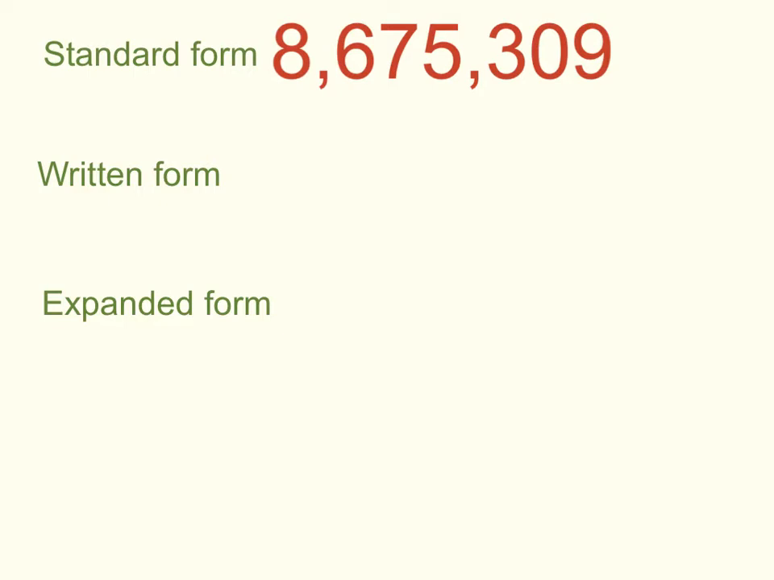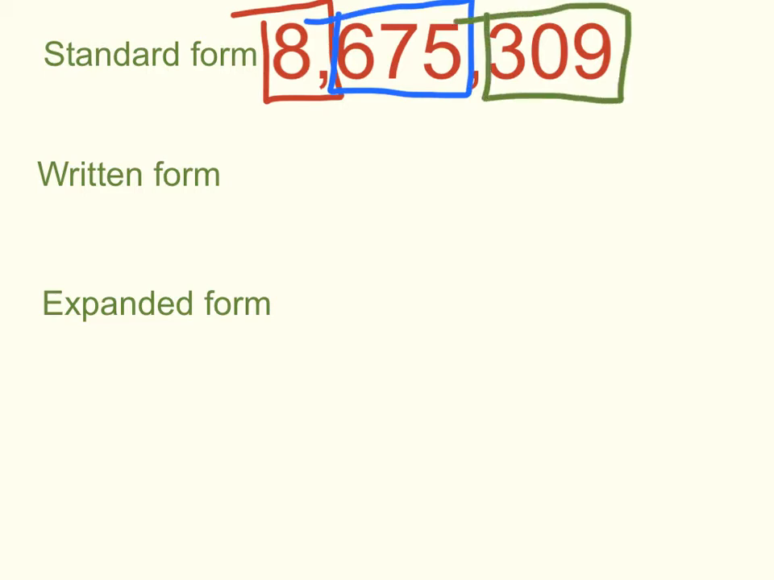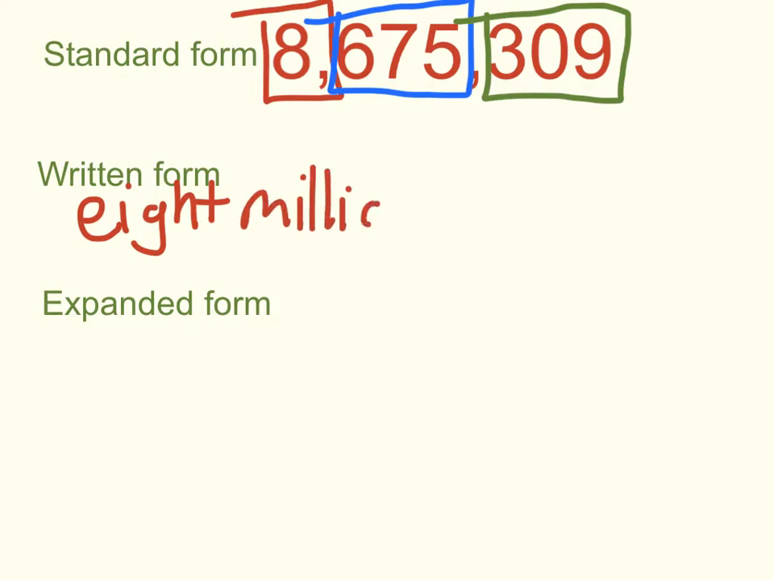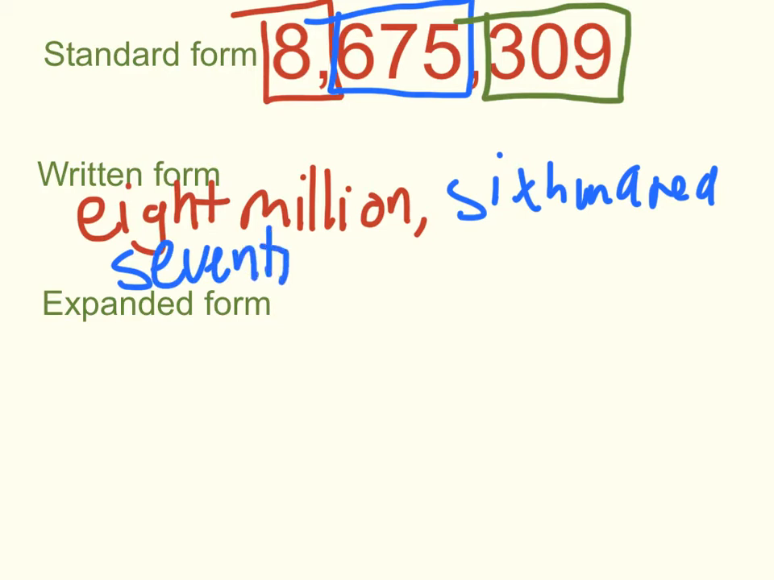What I like to do is box off each period, each time in between the commas. So I have a period here, a period here between the commas, and a period here. That's just going to help me remember it as I'm writing it down. So I see that I have an 8 and it's in the millions period, so it's 8 million. Then I'm in my next period, and remember I just read it like normal, so it's 675, and it's in the thousands period, so I write thousand.